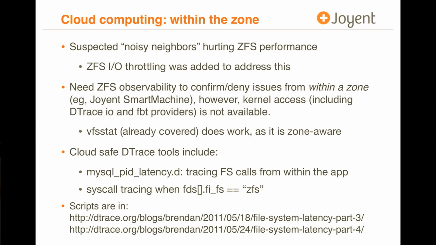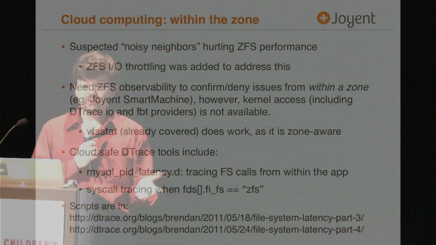So within a zone for cloud computing, suspected noisy neighbors were hurting ZFS performance, and ZFS I/O throttling was added to address this. We needed the ZFS observability to confirm and deny issues from within a zone. So for the previous tools I just showed you, a lot of them required you to be operator on the box or have global zone access to run them. So I run them a lot.